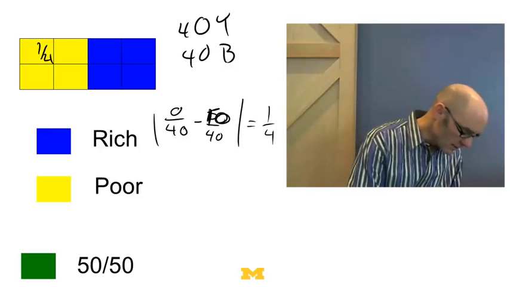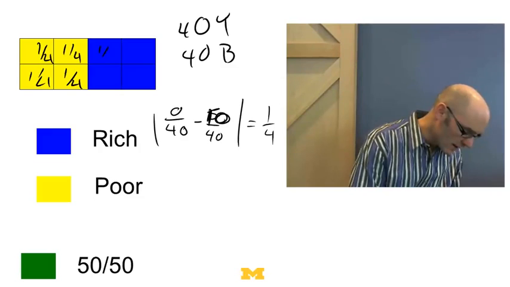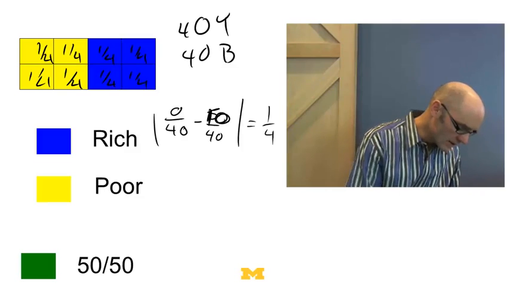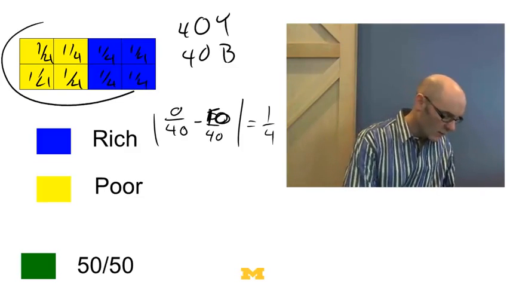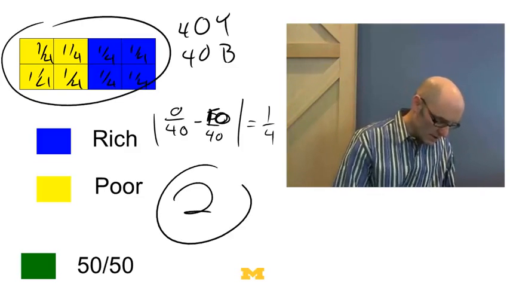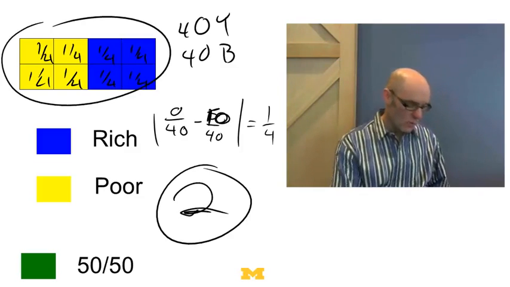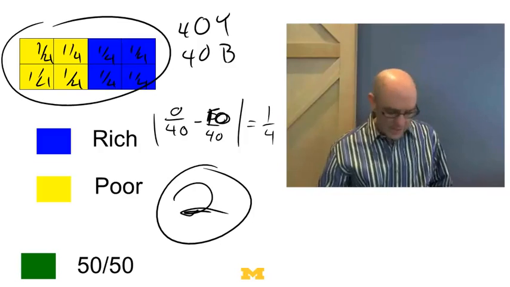Since all these are the same, I'm going to get a fourth, a fourth, a fourth, a fourth, and so on. And also for the blues, by the same logic. So every single one of these gives me a value of 1/4. When I add all those up, I get 2. I don't get 1, I get 2. So now I've got a bit of an issue.